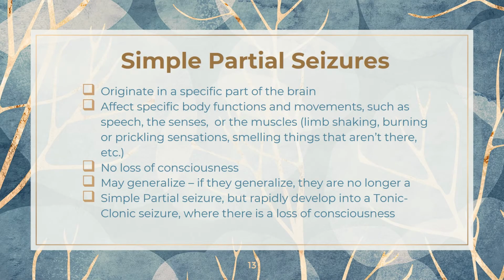Simple partial seizures originate in a specific part of the brain and affect specific body functions and movements like speech, the senses, or the muscles. Some behaviors of simple partial seizures may be shaking limbs, burning or prickling sensations, and smelling things that aren't there. There is no loss of consciousness with simple partial seizures, and they may generalize. Generalize refers to when one type of seizure develops into a different type of seizure. In this case, a simple partial seizure would generalize into a tonic-clonic seizure, and there would be loss of consciousness.